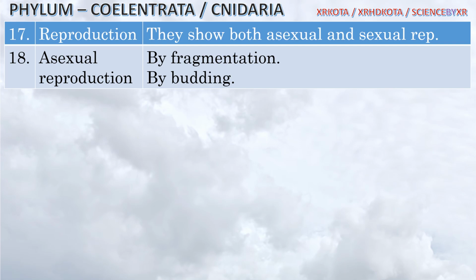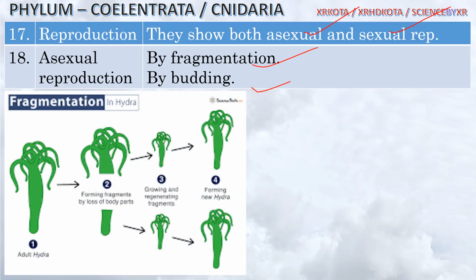Reproduction. They show both asexual and sexual reproduction. Asexual reproduction is by fragmentation as well as by budding. We already studied fragmentation and budding in class 10th. So here is the fragmentation. Suppose the body is cut into two or more parts. Each part, which has sufficient cell mass, will rearrange and form a new body. See, this is changed into this and this, and here the lower portion also develops the hypostome and tentacles, and that forms two bodies.